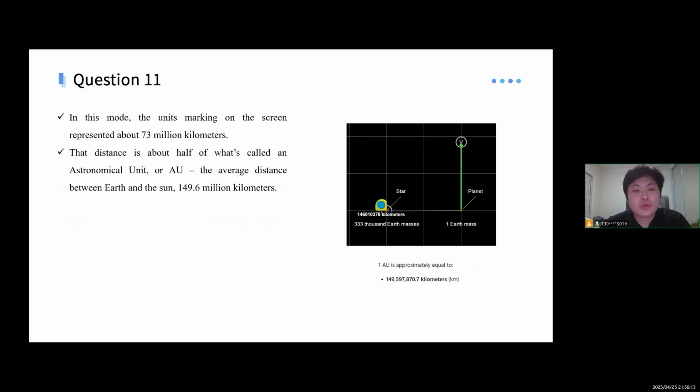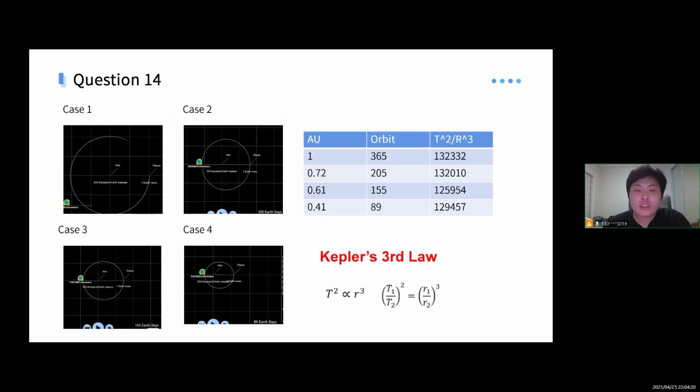I then switched to the to-scale mode in order to be able to see distance in space. In this model, the unit marking on the screen represents about 73 million kilometers. The distance is about half of what's called an astronomical unit, or AU, the average distance between Earth and the Sun, 149.6 million kilometers.